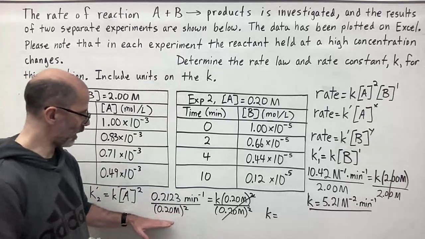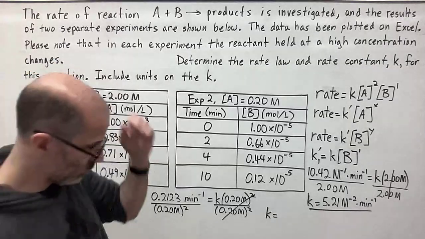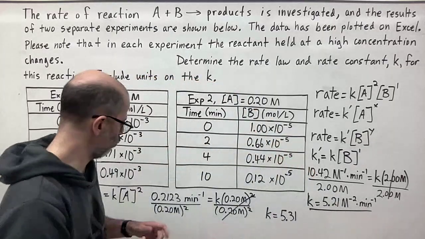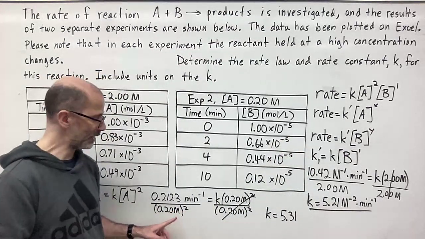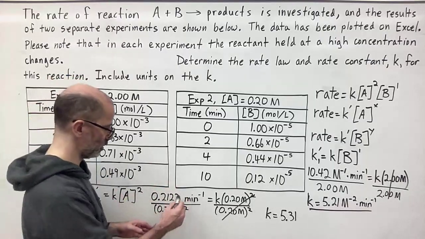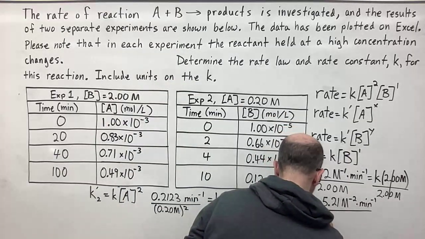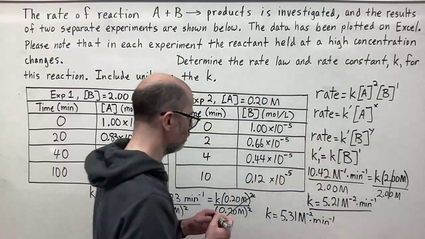from this we calculate and we get 5.31. 5.31. And notice the units now. So here we have on the bottom molar squared, and that's the same as molar to the negative 2 power if we bring it to the top. So it's going to be molar to the negative 2 times minutes to the negative 1.